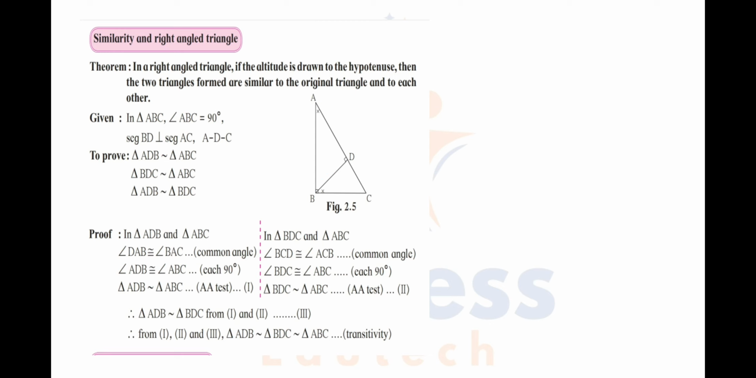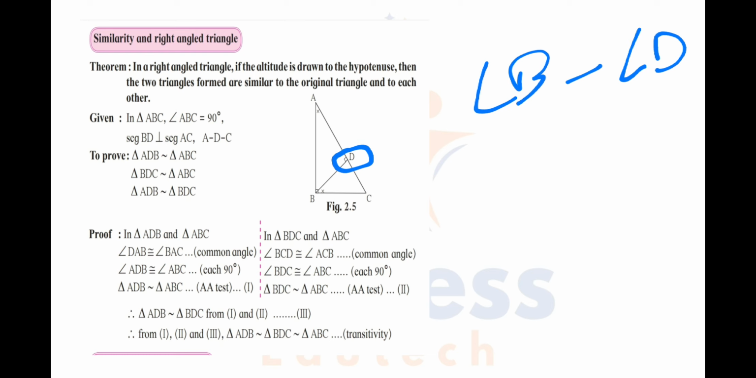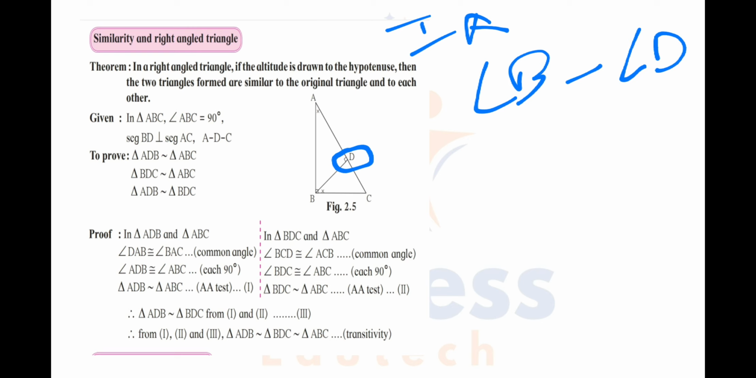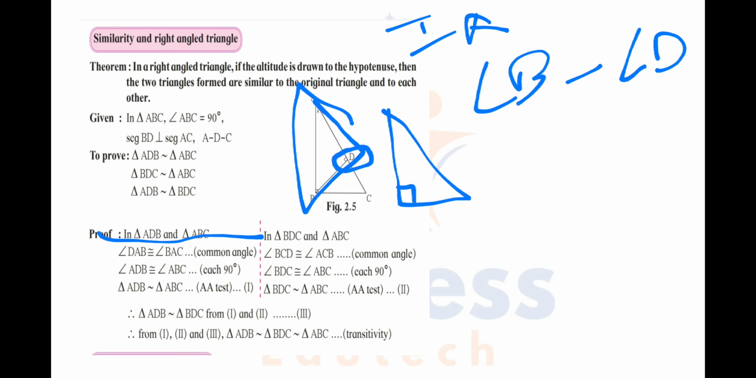Now let us see how to prove that. Now I am drawing a perpendicular BD to AC. If I draw the perpendicular, my angle D also becomes 90 degrees. So angle B is equal to angle D. If I take triangle ADB and triangle ABC, my angle B is equal to my angle D. This is my first, because each has 90 degrees.